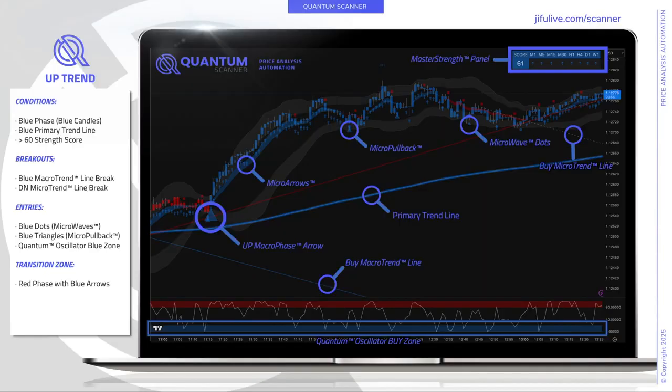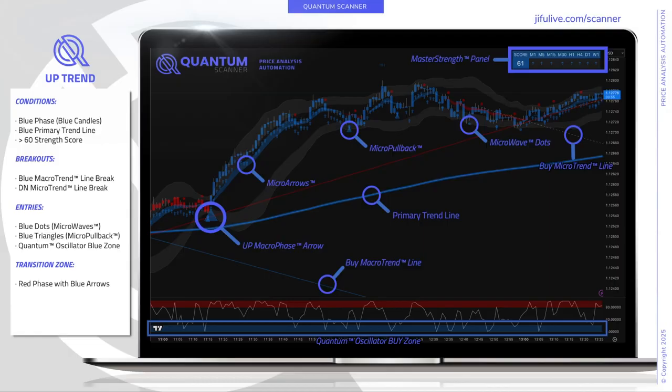In an uptrend, look for the following conditions: a blue phase, where it shows an upward or blue macro phase arrow. Following this arrow, you will see blue candles. Also, look for a blue primary trend line. This indicates that price is significantly above its overall average. Look for a greater than 60 strength score, indicating strong trending conditions.